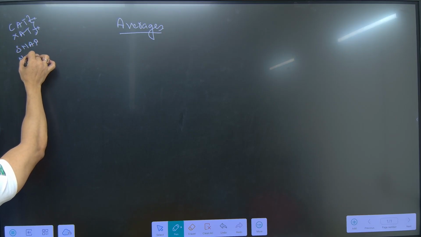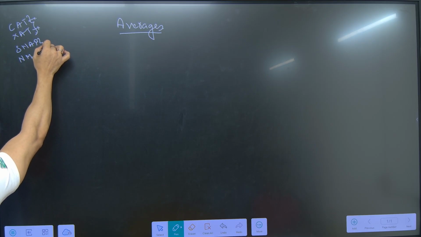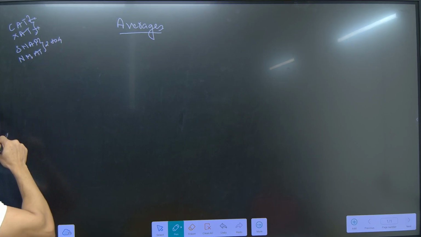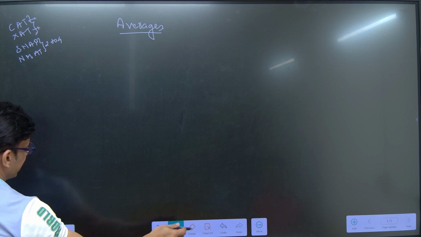and NMIMS and MAT will have more questions on average, let's say 2 to 4, somewhere in this. So these are major exams. Now CAT average questions, XAT average questions will be slightly complex in nature, not a direct question. SNAP and NMAT ask comparatively direct questions, right? SNAP asks very direct questions on averages. So we'll try to understand first some concepts of averages, right?